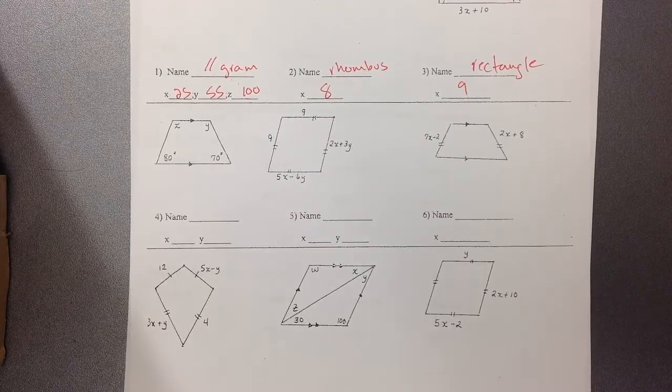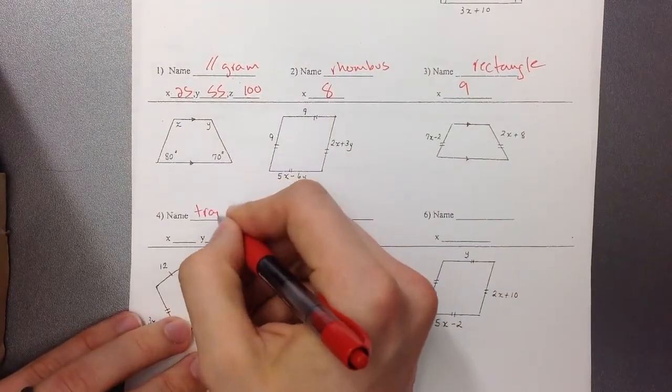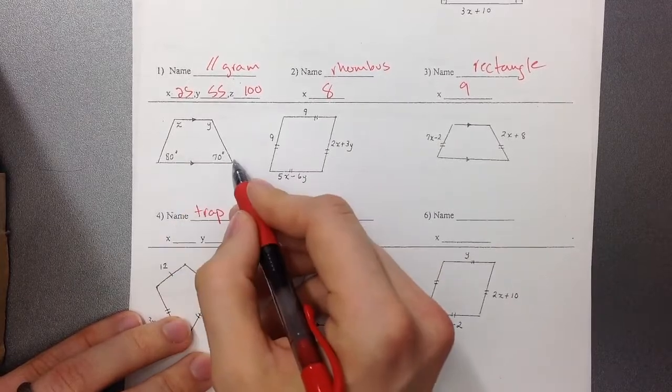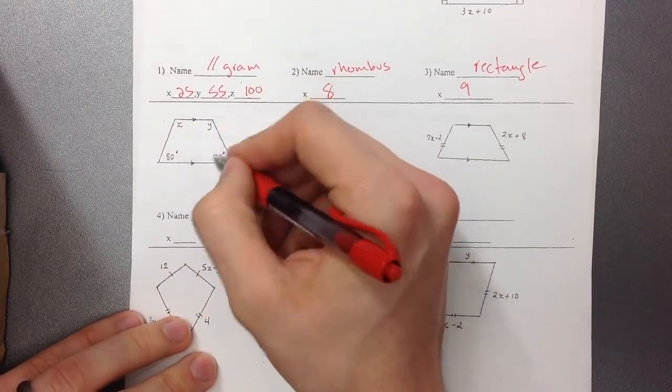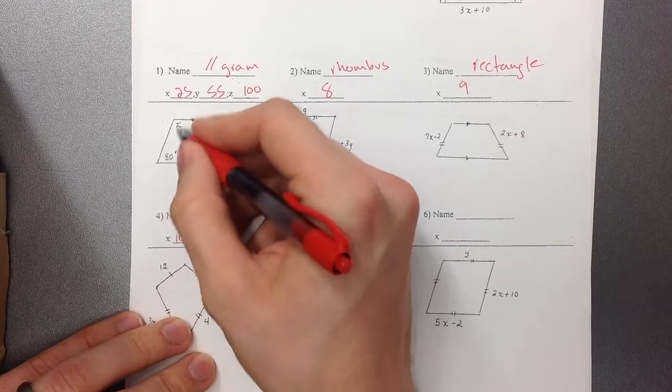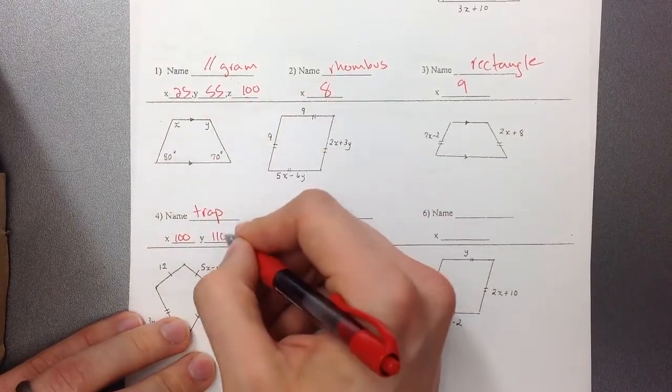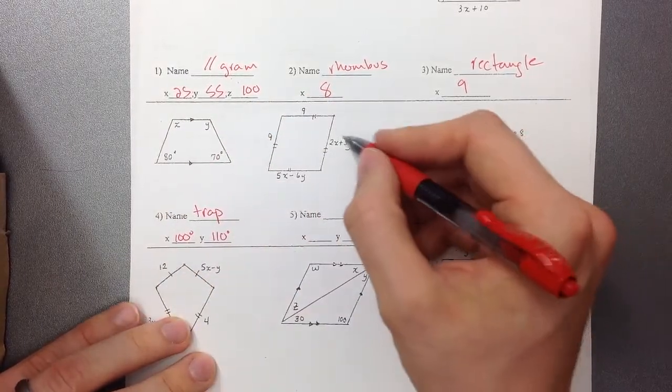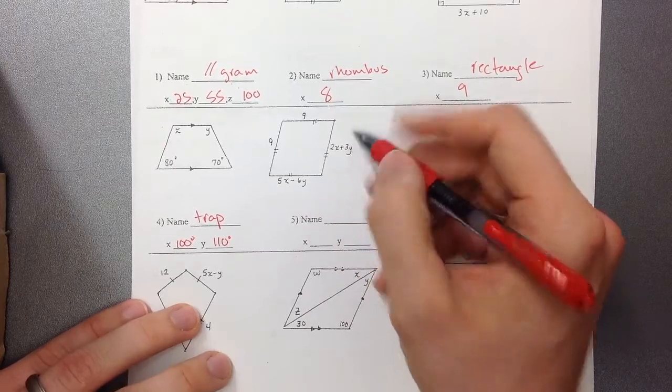Right here on this one, this is going to be a trapezoid. Why is it not an isosceles trapezoid? Those base angles are not the same. Since these two lines are parallel, I'm going to get supplementary angles. So 80 plus 100 is 180, 70 plus 110 is 180, and moving right along. This is going to be a rhombus.